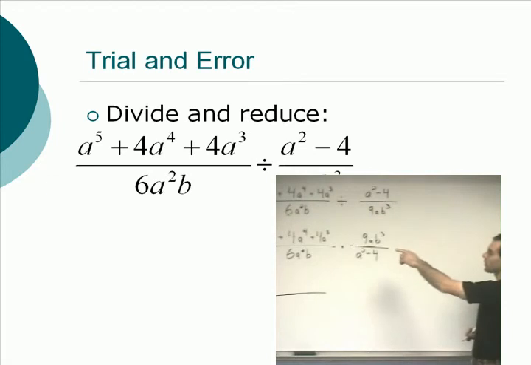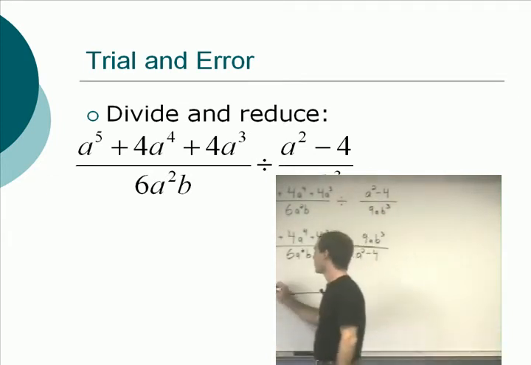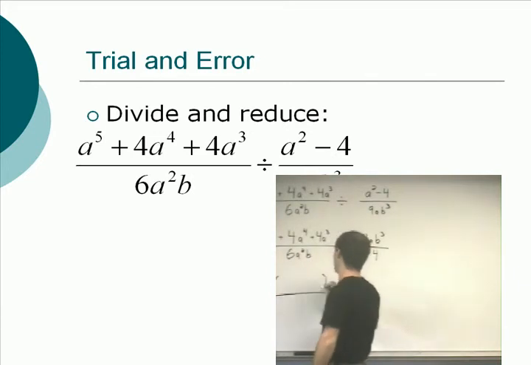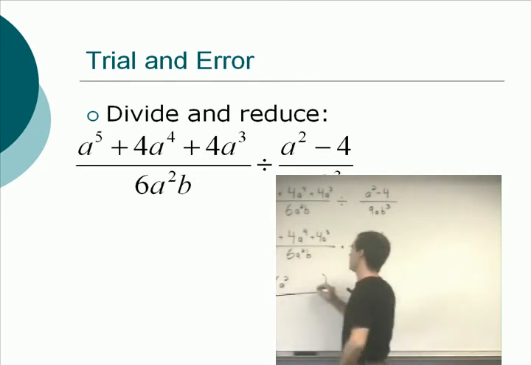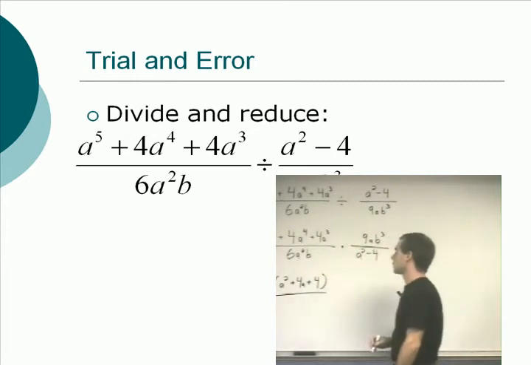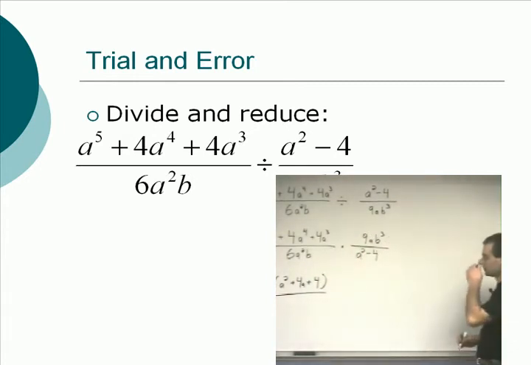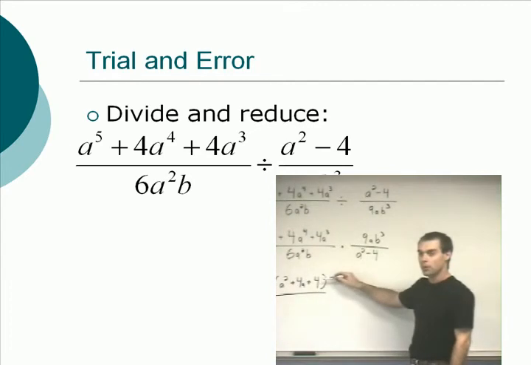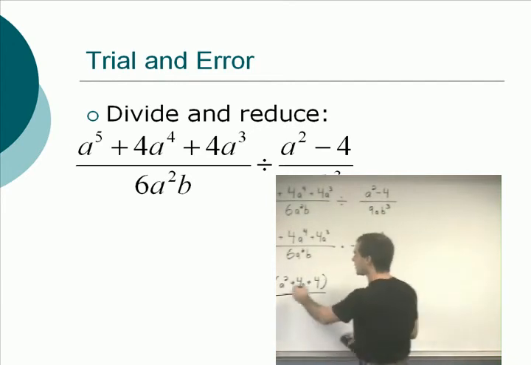Now a to the 5th plus 4a to the 4th plus 4a cubed. We can factor out a cubed. And that leaves us with a squared plus 4a plus 4. Now that'll factor a little bit more, won't it? It will. What's that going to factor into? a plus 2 times a plus 2.